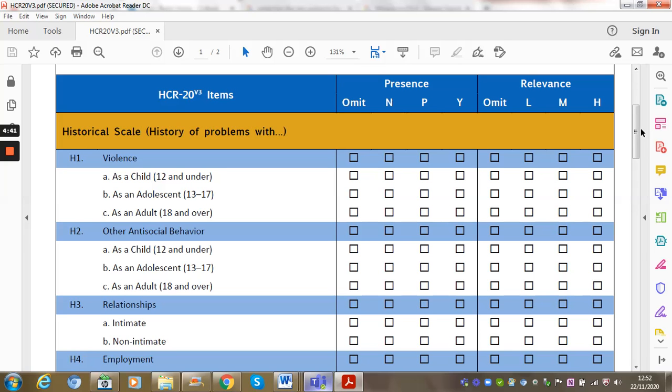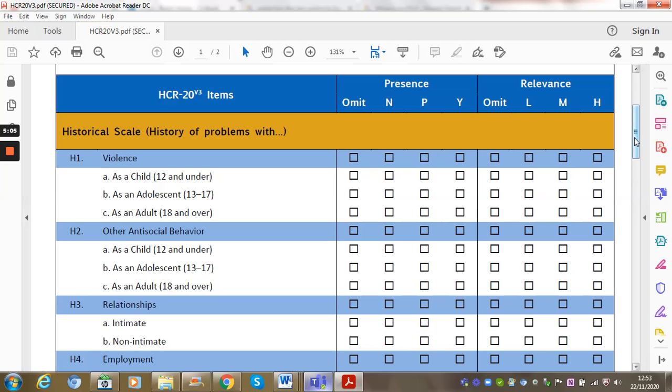Other antisocial behaviour, so that's not violence, but other forms of activity they may have engaged in, like vandalising buildings, committing arson, stealing, committing fraud, things of that nature. And again, did they do it as a child, as an adolescent, as an adult? Some of them may have been committing crimes in all three of those age ranges.